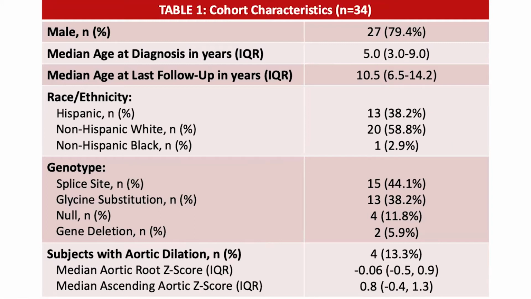And then additionally, we see that the majority of our cohort also had a high risk variant, 15 having a splice site variant and 13 having a glycine substitution. And then lastly, 30 subjects had available echocardiography reports for review, of which 4 subjects, or about 13% of them, had aortic dilation. This included 2 subjects with a root dilation and 2 subjects with ascending aortic dilation, but no one had both types. And then with that, the median aortic root Z-score was about negative 0.06, while the median ascending aortic Z-score was about 0.8.